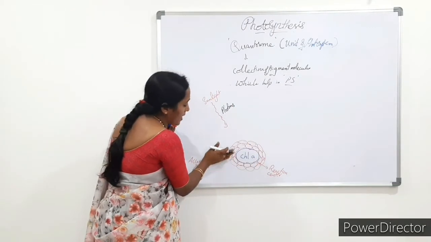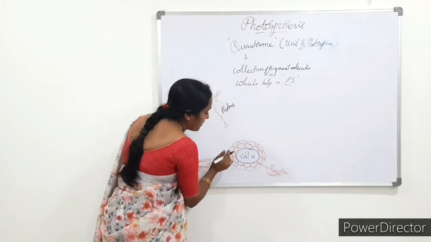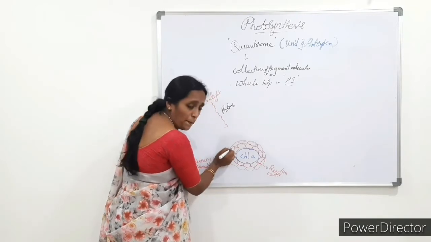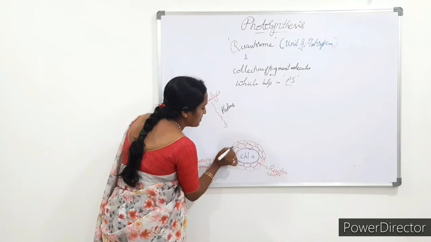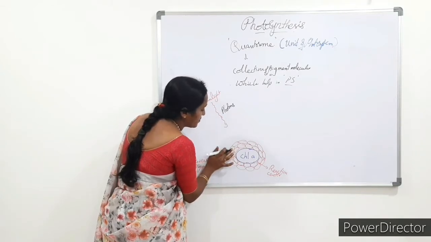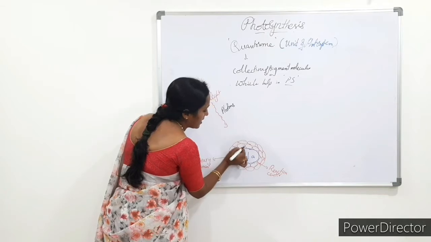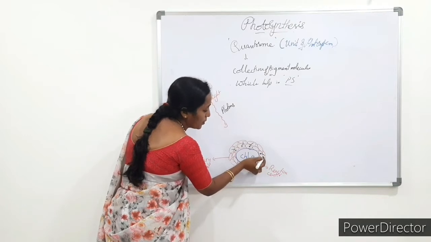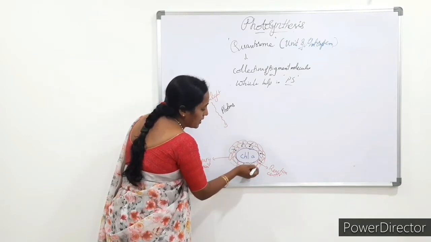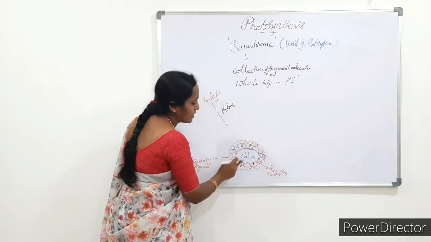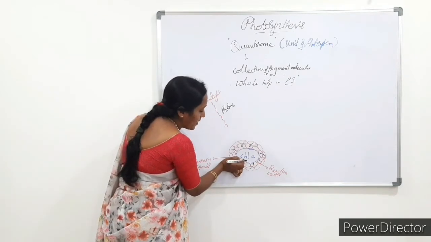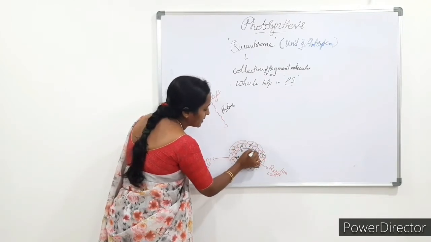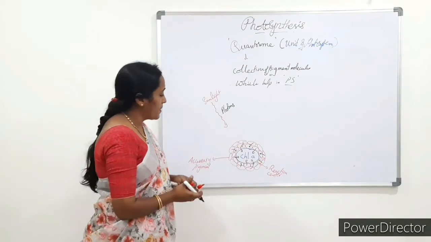When these photons fall on the pigments, the photon energy is transferred from one pigment to another. Suppose the photons fall on the first pigment, then the energy is passed to the next, and from there to the next. Like this, the energy moves, and ultimately it reaches the chlorophyll A pigment. Then what happens?